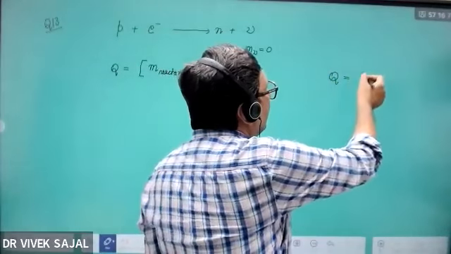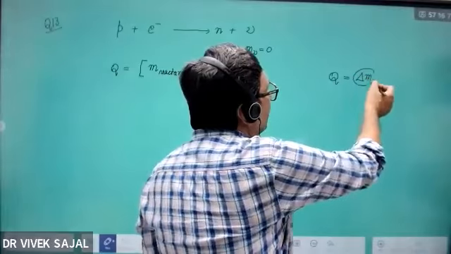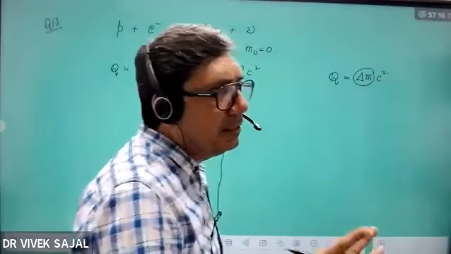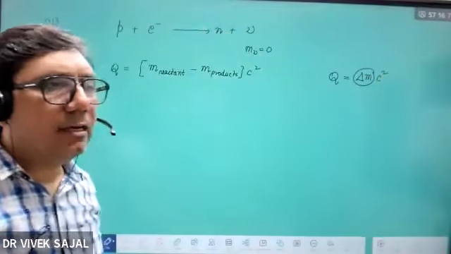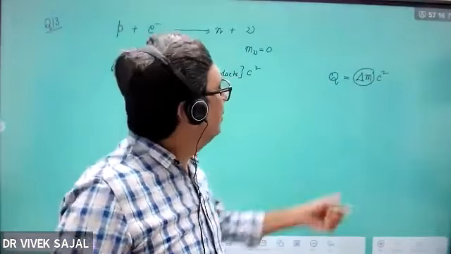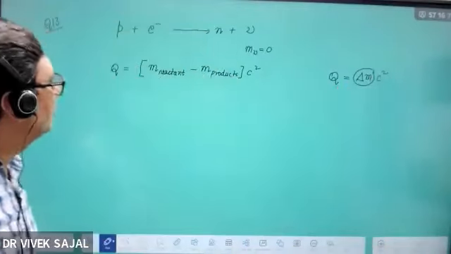This will be whatever mass is lost. Suppose delta m mass is lost. Multiply it by c square. This is the energy-mass equivalence. If delta m mass is lost, how much energy will be released? That will be delta m c square. So this will be the energy released.